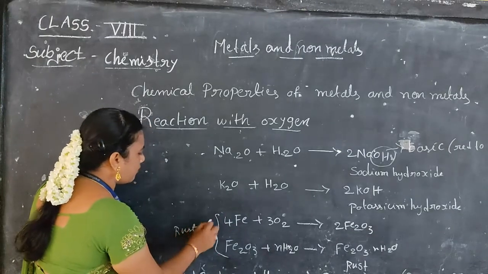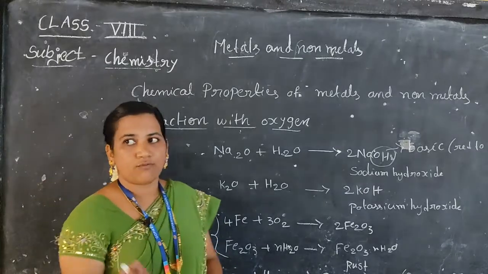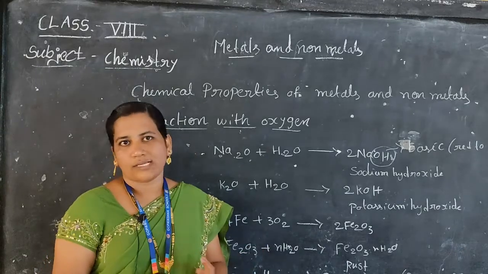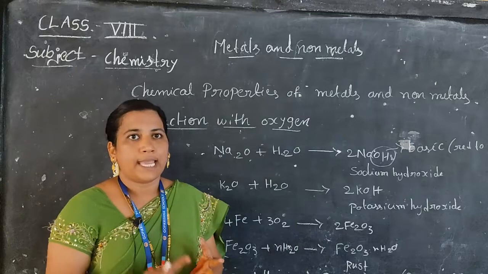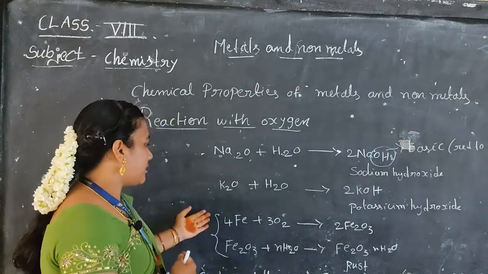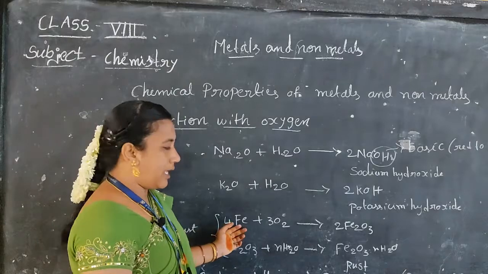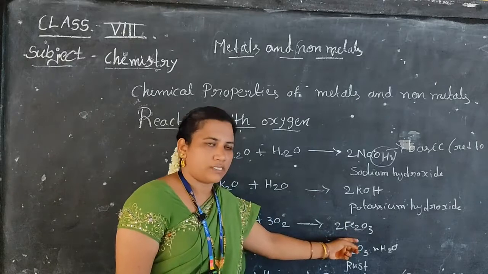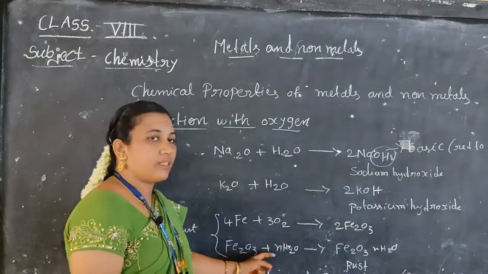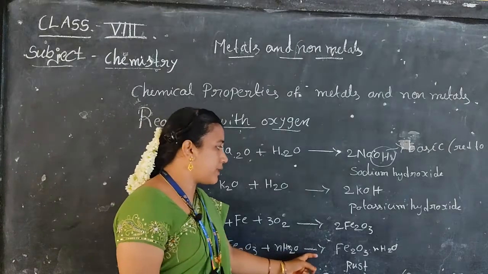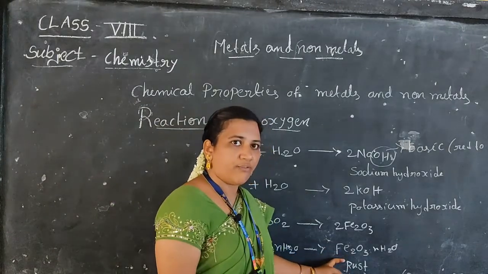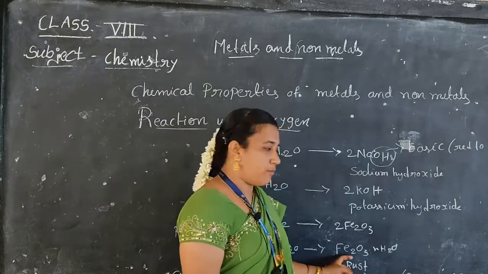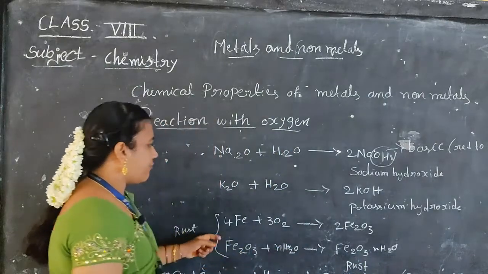When iron is exposed to the atmosphere, where water vapor and oxygen are there, in the presence of these two iron will rust. Yes or no? The chemical reaction for this is 4Fe, iron, plus 3O2 gives 2Fe2O3, iron oxide. This iron oxide, when it reacts with moisture, water, produces rust. The formula of rust is Fe2O3·nH2O. This is the chemical formula of rust.